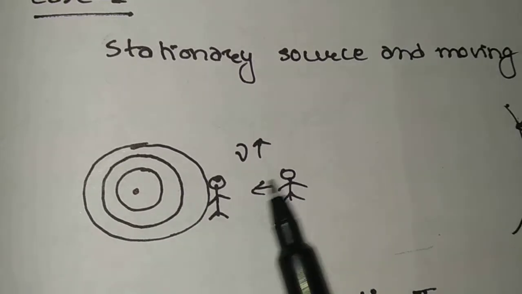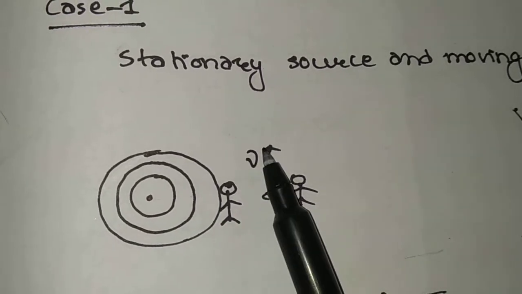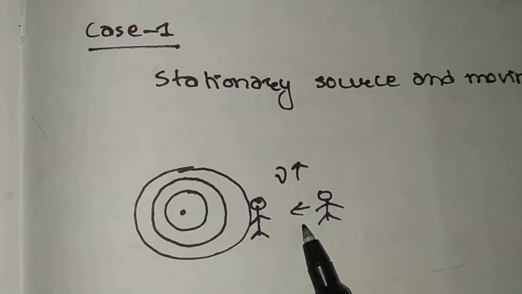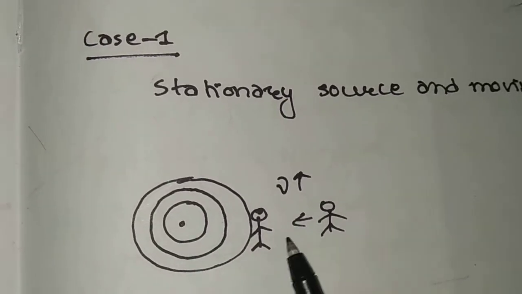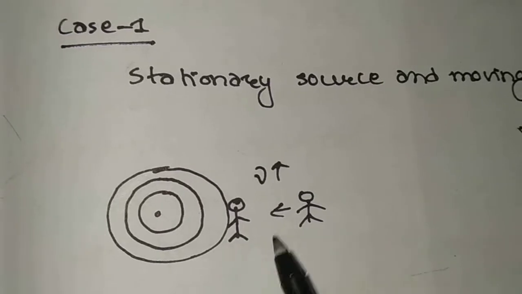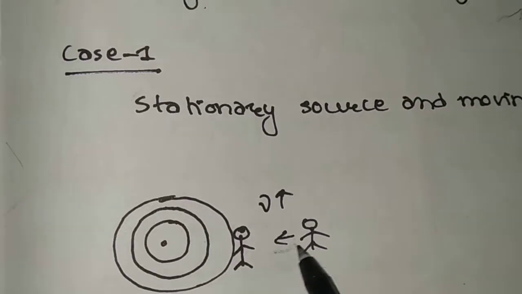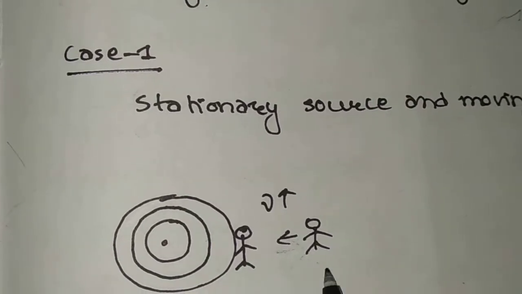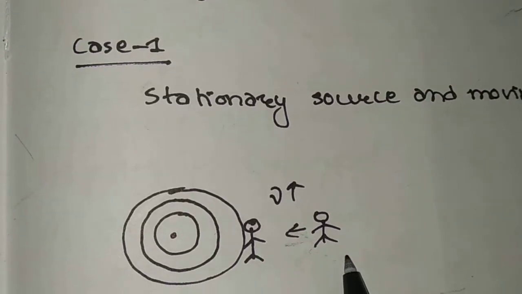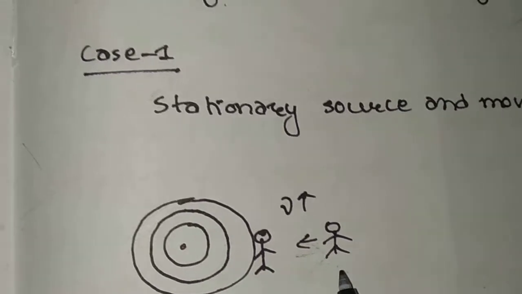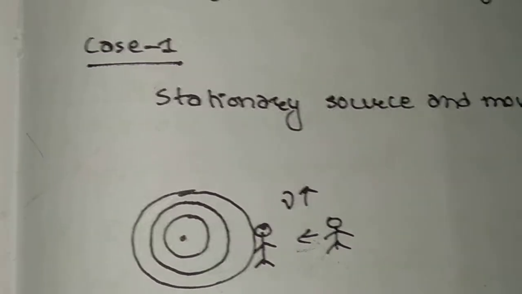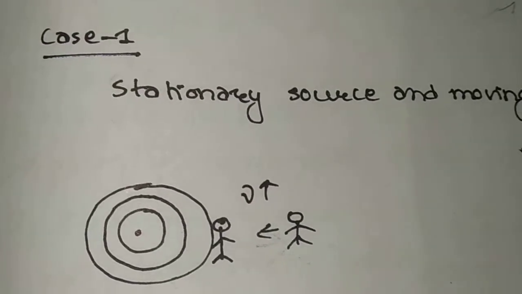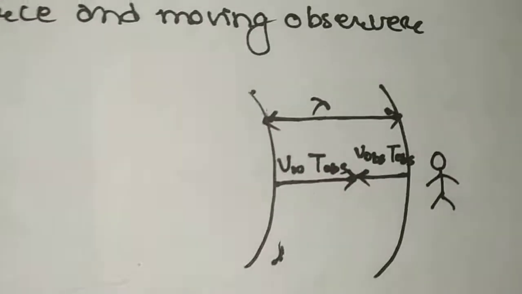If the observer moves towards the source, there will be a higher frequency. This is due to the crossing of more waves through the observer. And if the observer is moving away from the source, there will be a lower frequency. This is due to the passing of fewer waves through the observer. So to figure out the actual frequency, let's zoom in.